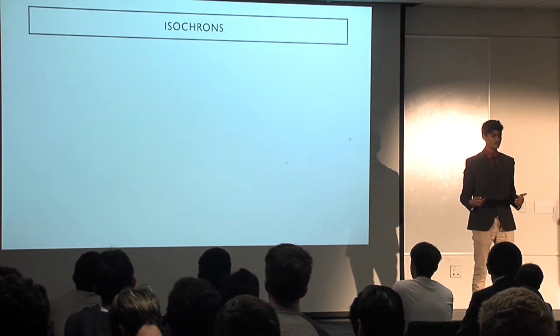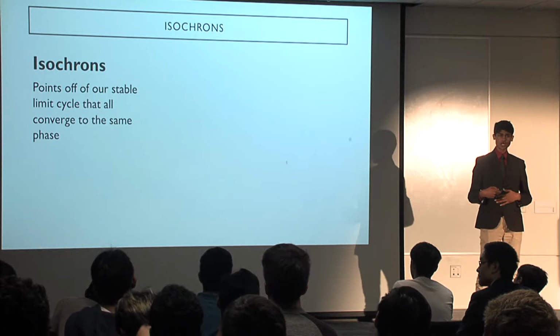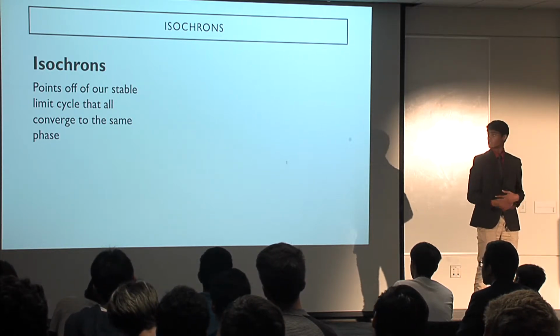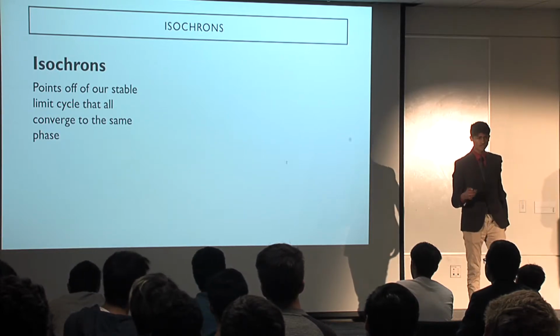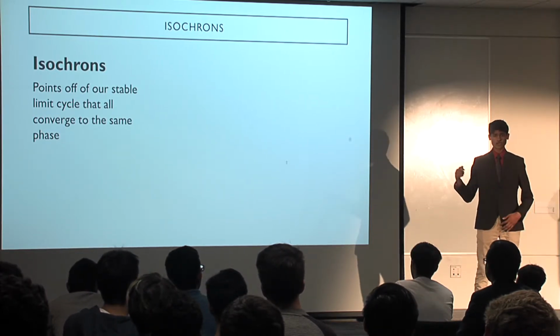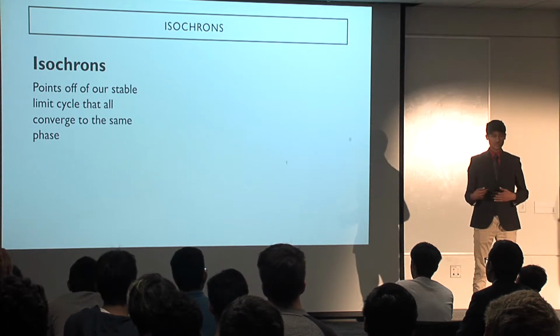So now we look at isochrons. What are isochrons and why do we care? Isochrons are points off of our stable limit cycle, as I showed earlier, that all converge to that same phase. So what we say is that even though you're off your stable limit cycle, you're eventually going to end up back on that stable limit cycle due to the dynamics of the system.